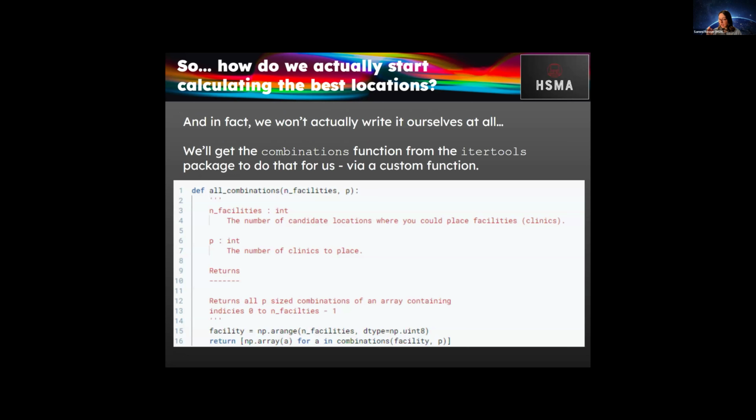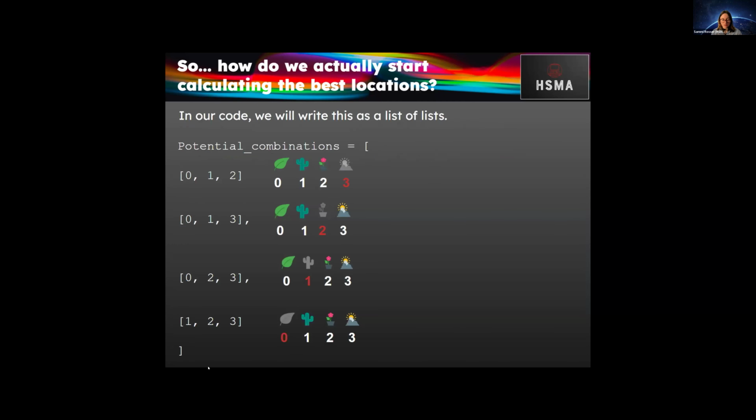All you need to pass in is how many facilities have I got, the number of candidate locations where facilities could be located. That might be that you've got 5 existing facilities and you want to drop them down to 4, or it could be that you've got 300 possible facilities, but you only want to actually place 10. So in that case, it would be 300 as your number of facilities, 10 as your number of clinics to place. Or in the first example where you had 5 clinics, your n facilities is 5, and you want to drop it to 4. We only want to pass in p is equal to 4, the number of clinics to place, and that will give you an output like this.